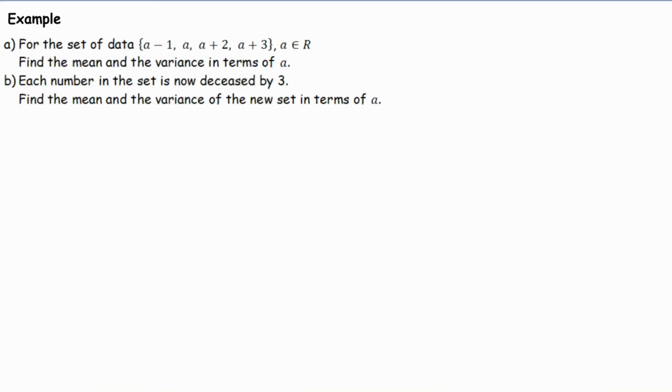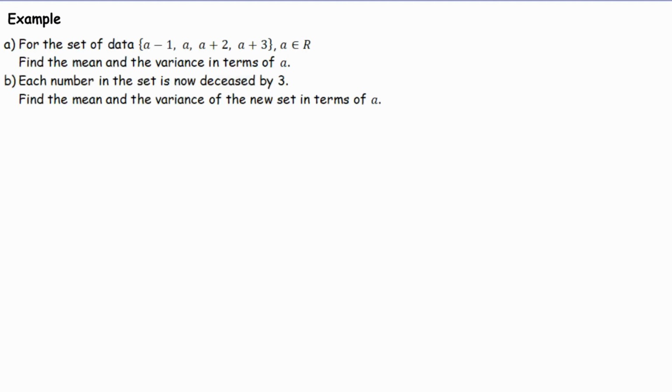For the set of data given here, where A is a member of real numbers, find the mean and the variance in terms of A. And part B of this question, each number in the set is now decreased by 3. Find the mean and the variance of the new set in terms of A. So the first step is just to find the mean in terms of A.